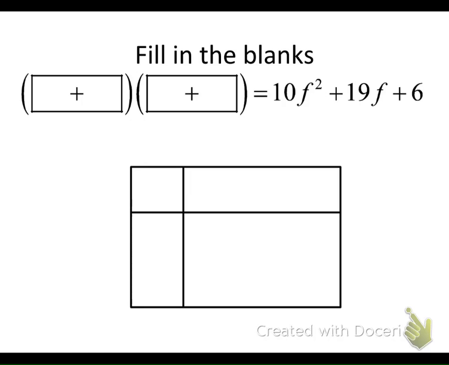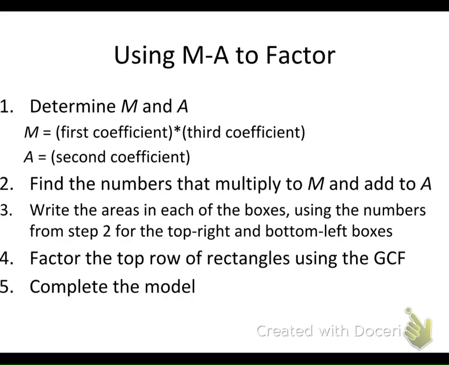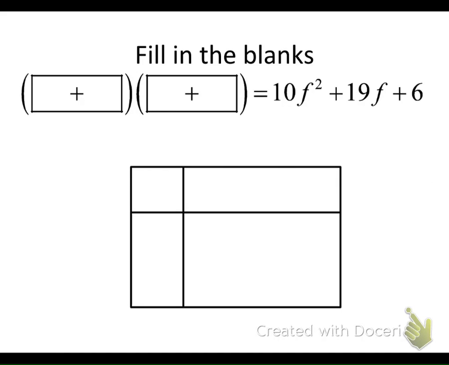Okay, so what we're going to look at, now that I know where we're at here, is the second example on your page. So where it has the blank boxes, then it has 10f squared plus 19f plus 6. That's where we're going to start, okay? All right. Sorry about the confusion.